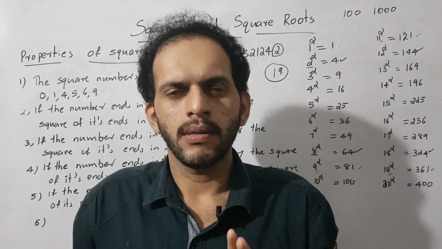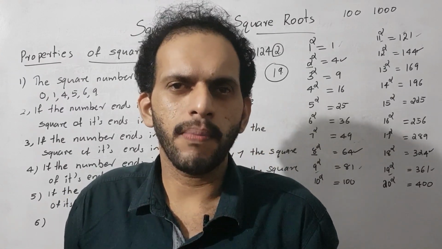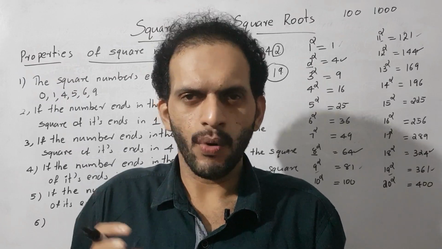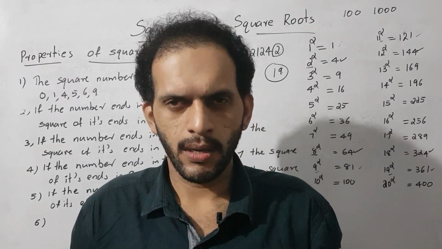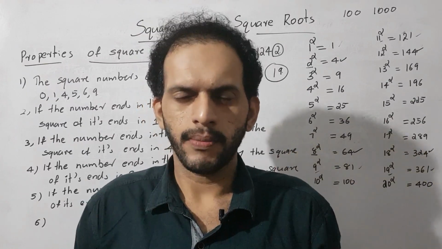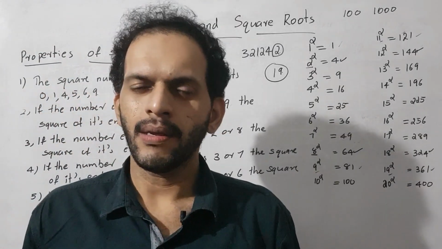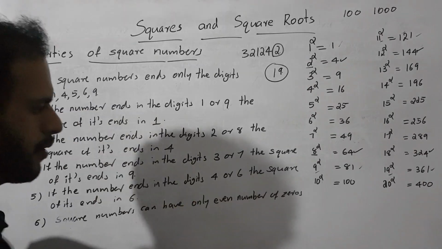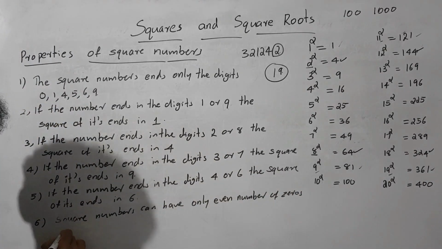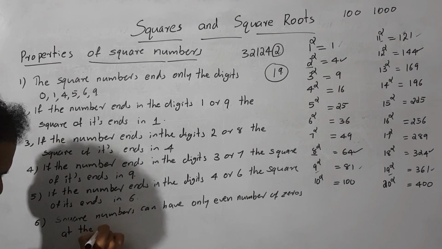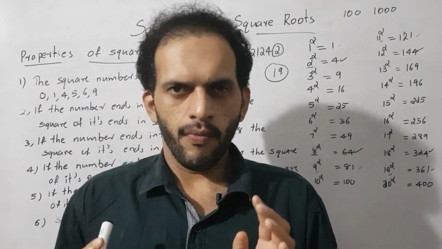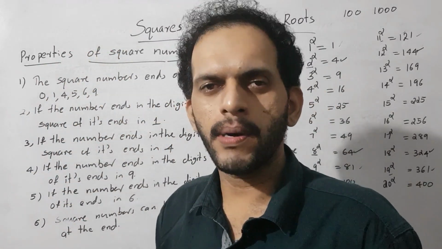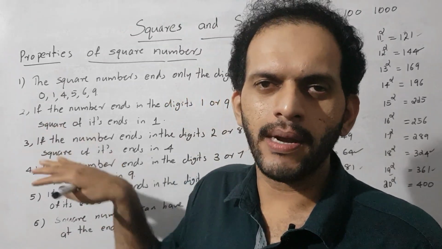If it is a square number, the number of zeros of that square number is surely an even number. If it is an odd number, then it is very clear it is not a square number. Clear? So we conclude the idea like this: square numbers can have only an even number of zeros at the end. We have some more ideas also, but these are the basic properties of square numbers. I think you got the idea of what we discussed here.